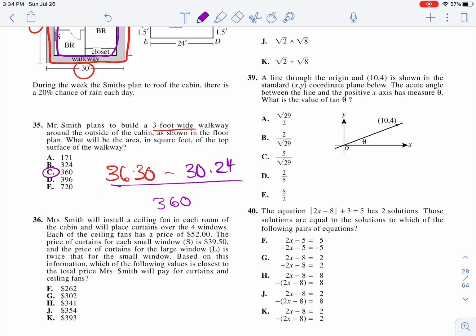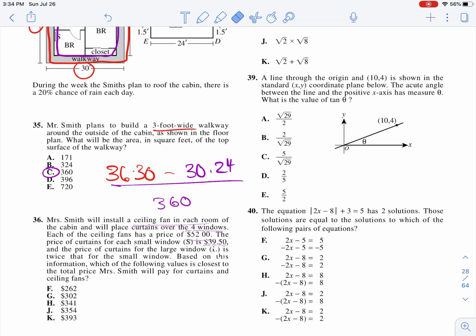Mrs. Smith will install a ceiling fan in each room of the cabin and will place curtains over the 4 windows. Ceiling fan in every room and curtains over every window. Each of the ceiling fans has a price of 52. The price of curtains for each small window is 39.5. And the price of curtains for the large window is twice that for the small. Which of the following values is closest to the total price?